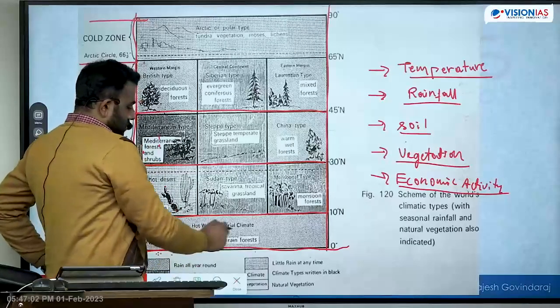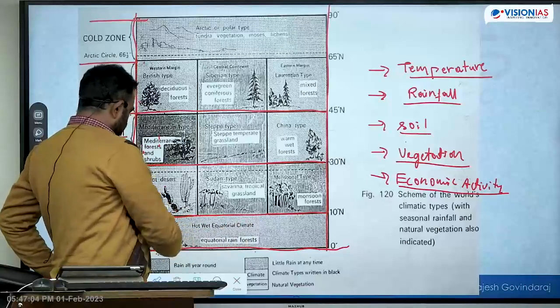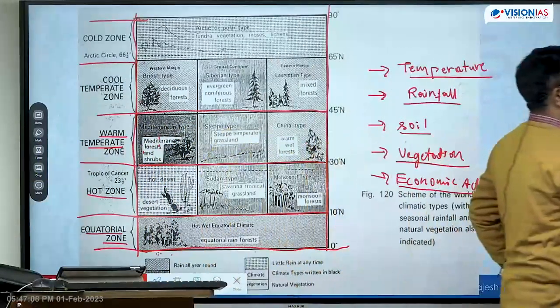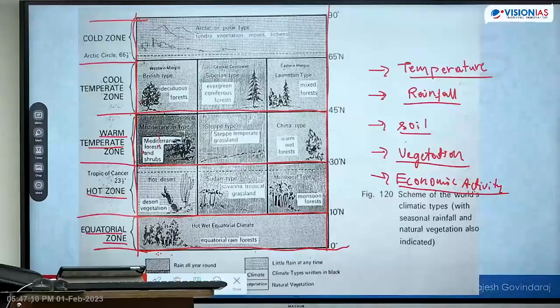There is no differentiation of the wind in the case of the equatorial zone because it is always calm. It is a zone of ITCZ and doldrums. It is a zone of ITCZ and the trade winds converge here. There is not much difference at all.